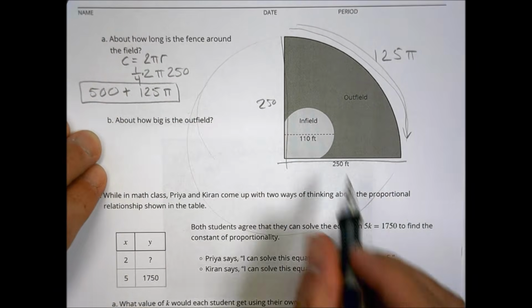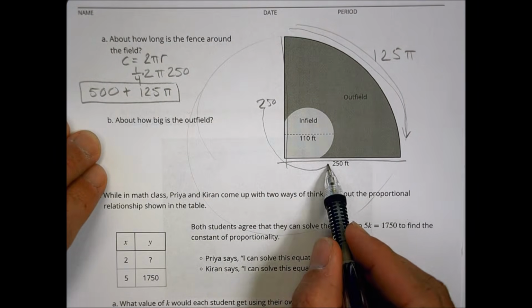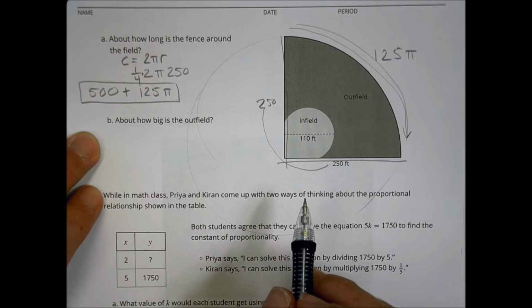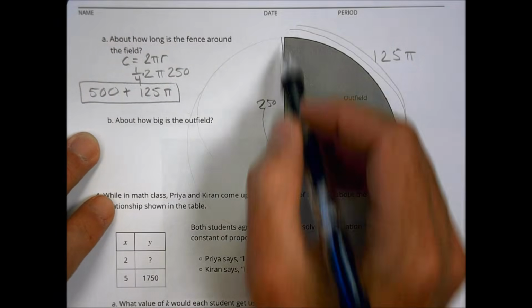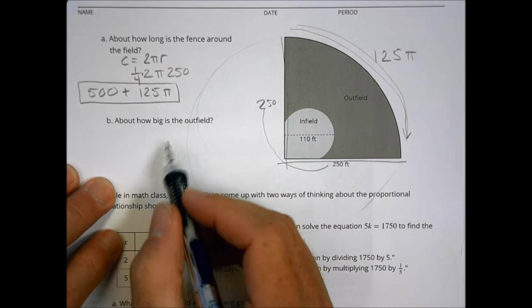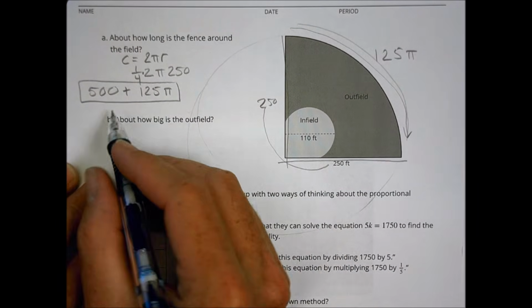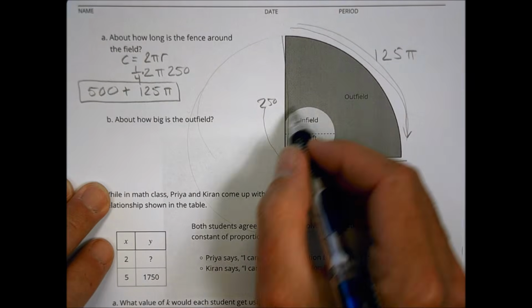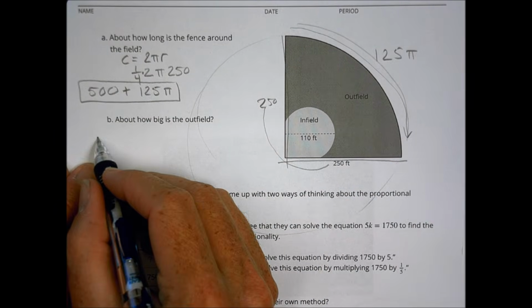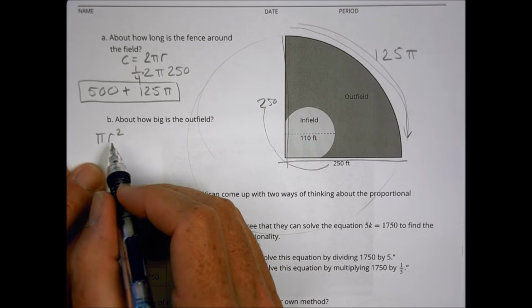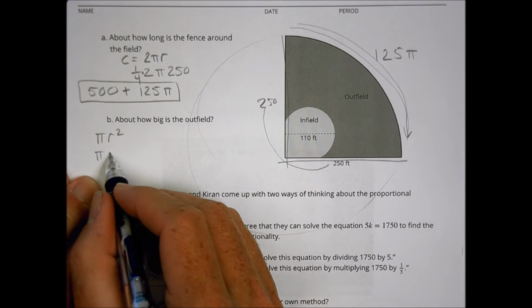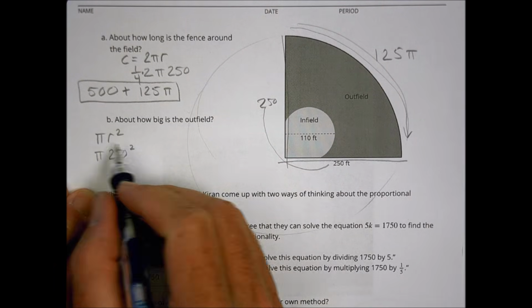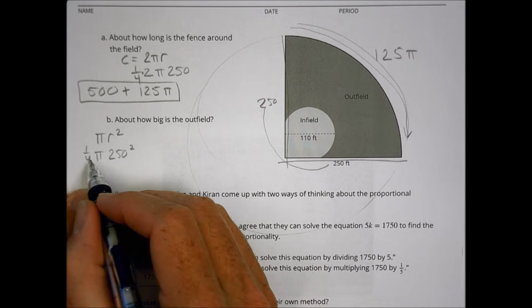So my 500 comes from the 250 combined, and the 125 pi will be the fence around the entire field. I need to include the infield and the outfield there. To find out how big the outfield is, it's best to find the area of the big thing and subtract this circle on the inside. So my area is going to be pi r squared again. So we have pi times 250 squared, right? But this is all going to be 1/4 of that, okay?